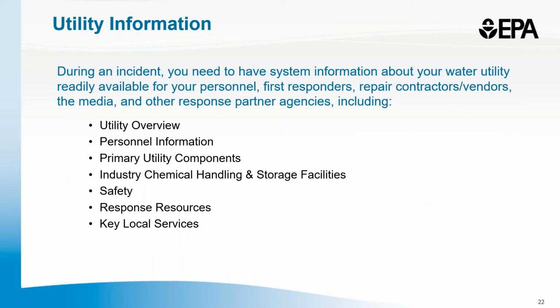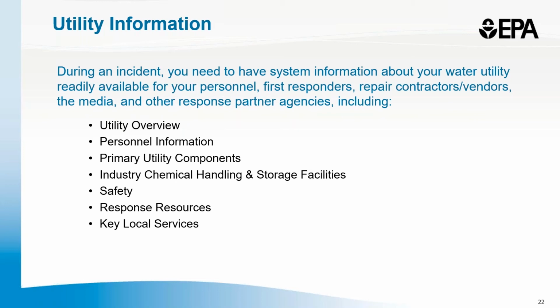During an incident, you want to make sure that you have as much information about your system as you might need readily available for you, your personnel, first responders, contractors who you may rely on, and other partner agencies. So this would be information about your utility, the location of assets, wellheads, pumping stations, personnel information, so cell phone numbers and emergency contacts for your employees, where all the utility components are.